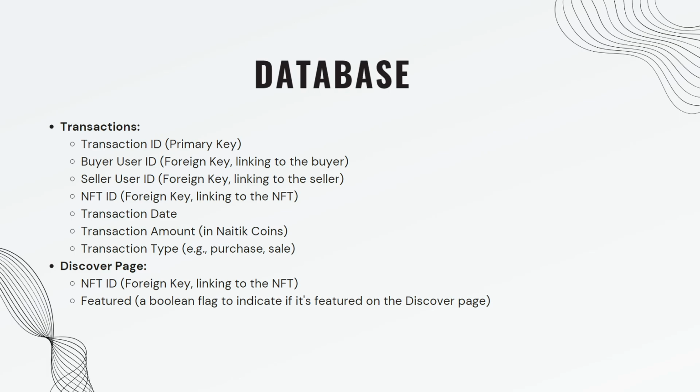And then we have a discover page, which has NFT ID, foreign key linking to the NFT, and then we have a featured boolean flag to indicate if it's featured on the discover page. So what I've done is, if some NFT is on sale, it goes on the featured page. So I have a boolean flag which states that okay, this is for sale.